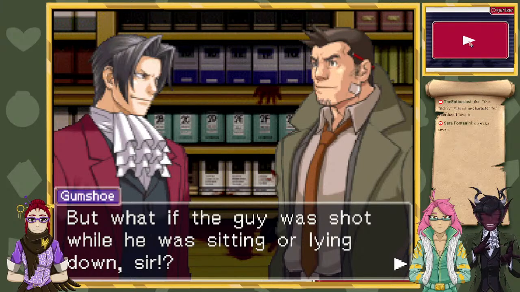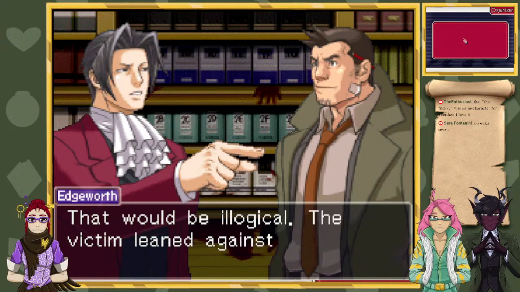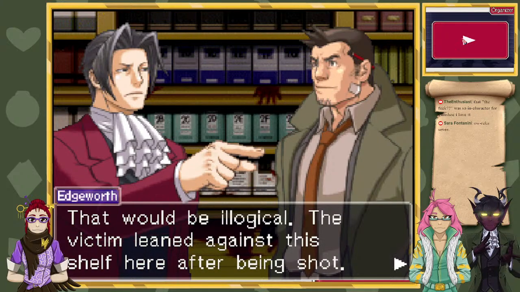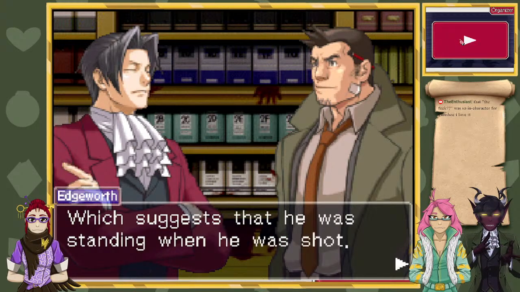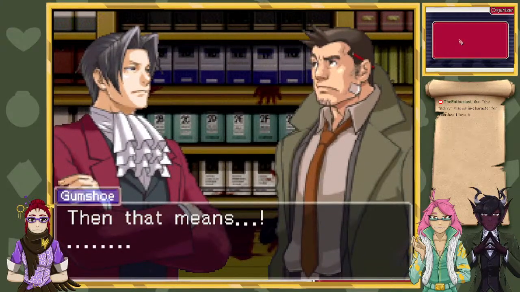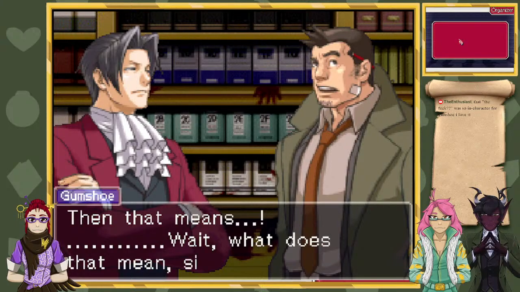But what if the guy was shot while he was sitting or lying down, sir? That would be illogical. The victim leaned against this shelf here after being shot. Which suggests that he was standing when he was shot. Aha! How does that work, though? That means... Yep, me too.